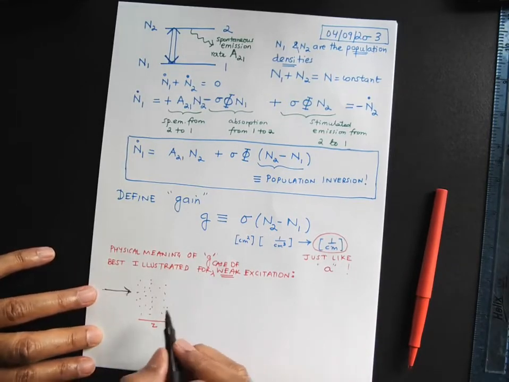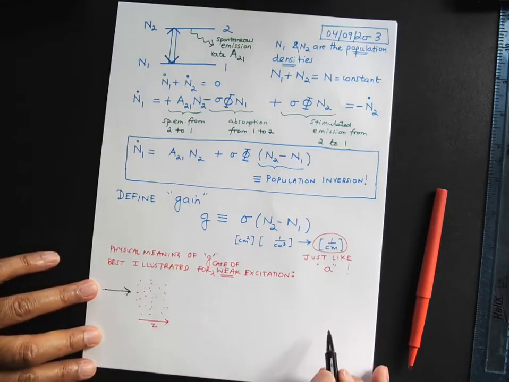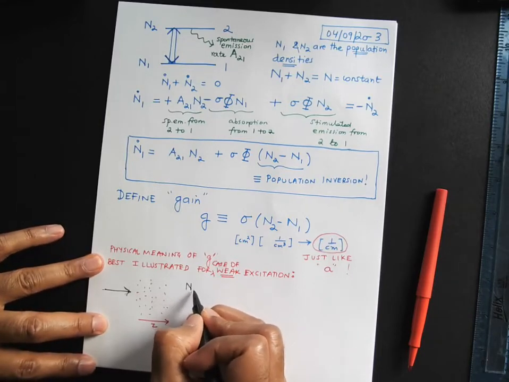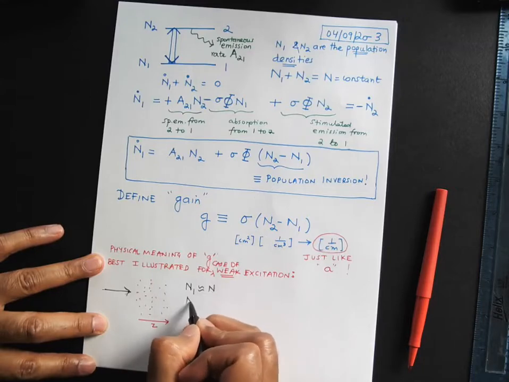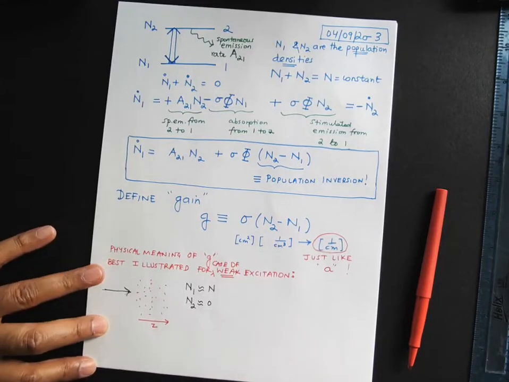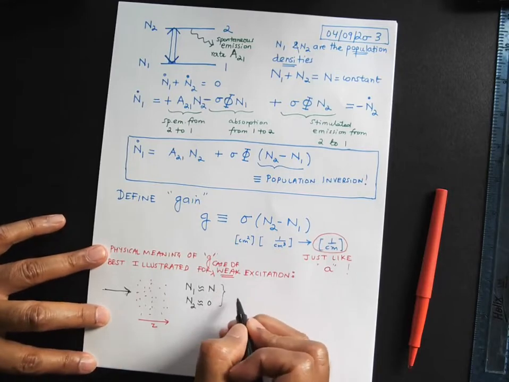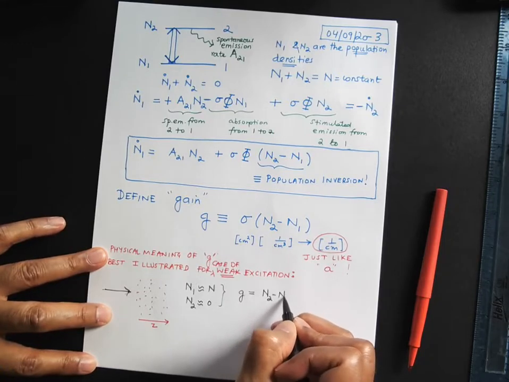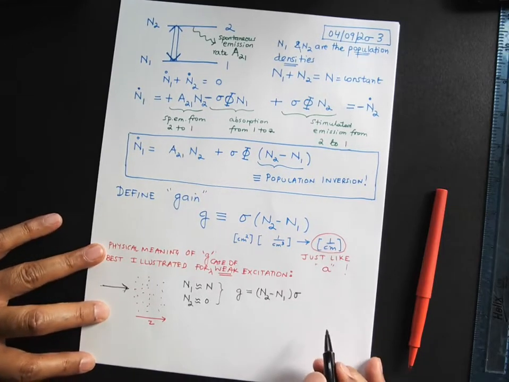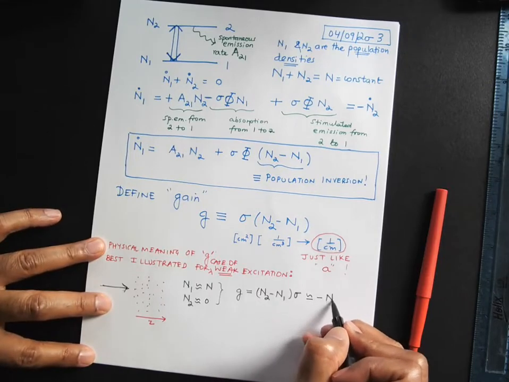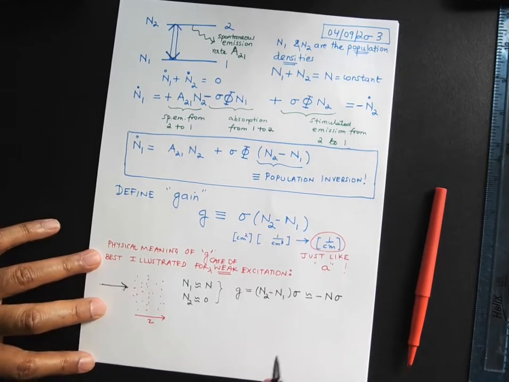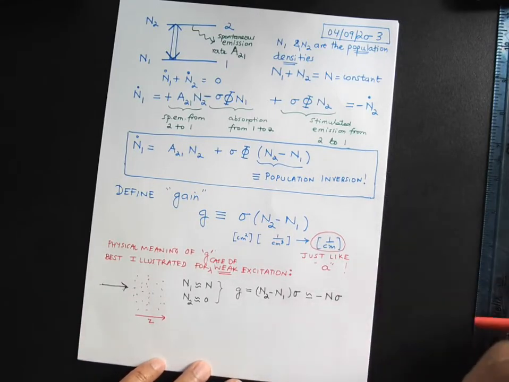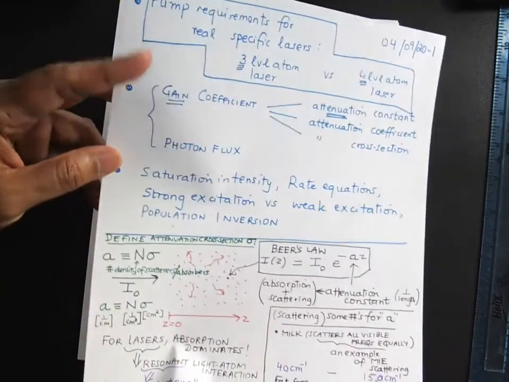And weak excitation, why did I say that? Well, that enables me to say that most of the atoms are in the ground state. So N1 is about equal to N, and N2 in the excited state is about equal to 0. Okay, and in that case, the gain, which was defined as N2 minus N1 times sigma, becomes minus N sigma. Haha. And now, where else have I seen this minus N sigma?